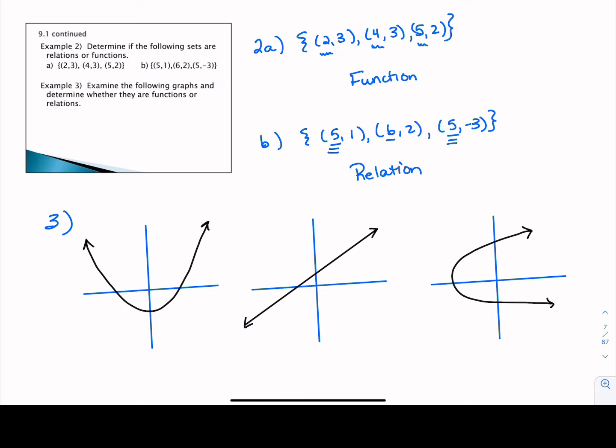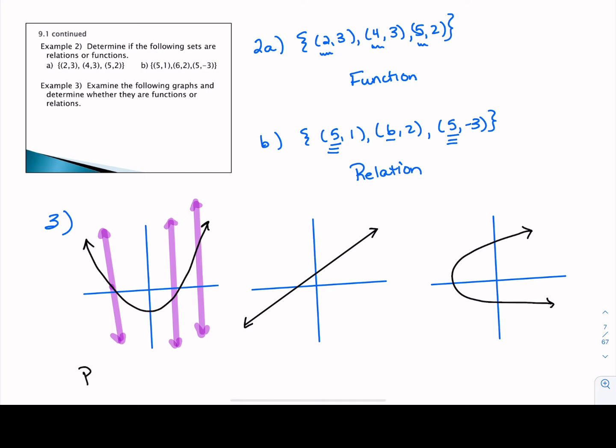If I were to draw a vertical line, let's say here, pretend that's perfectly vertical, perfectly up and down, I would only be crossing one point on the graph. If I moved over further to the right and drew another vertical line, again, I'm only crossing one point on that black graph. If I move even further to the right, again, I'm only crossing one point on that black graph. So this is passing what we call the vertical line test.